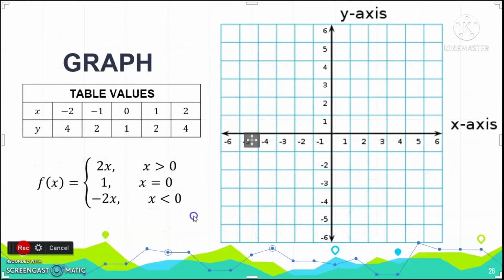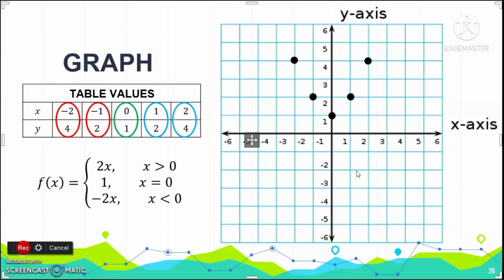So in order for us to graph this given piecewise function, we have here -2 to 4, -1 to 2, and then we also have 0 and 1. Next, we have 1 to 2, and then 2 to 4.